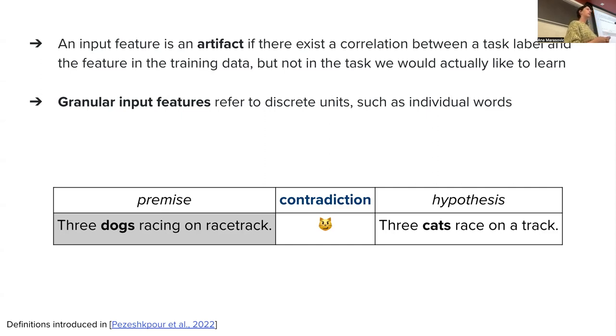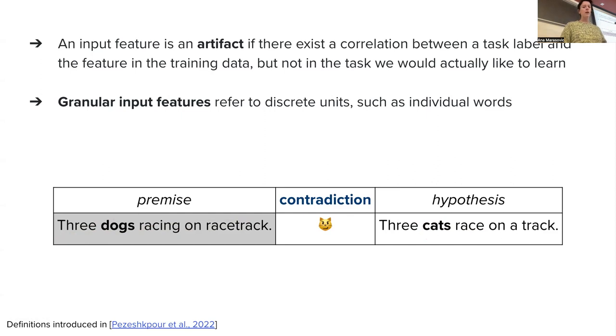And this is what happened here. A lot of hypothesis examples that are produced for contradiction simply mention the word cats. So a model that sees cats, ignoring the premise and everything else in the hypothesis, can determine that this is a contradiction, simply from the design of the data and from the filtering of images that occurred in the first step.